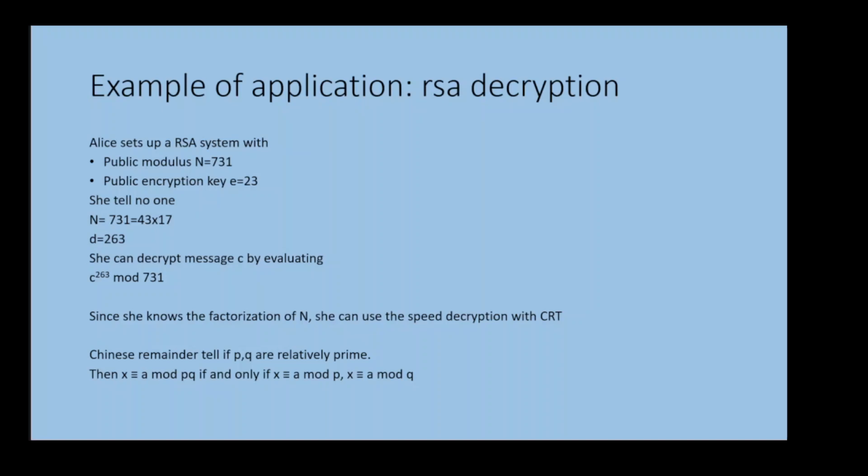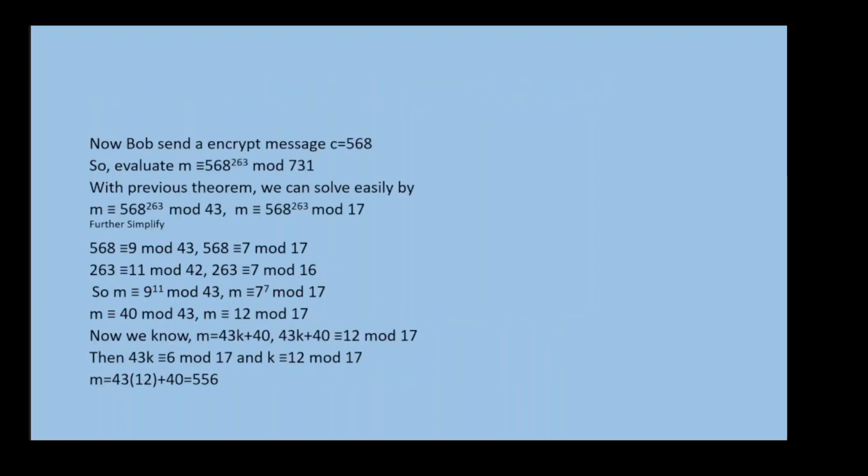Since she knows the factorization of N, she can use split decryption with the Chinese Remainder Theorem. The Chinese Remainder Theorem tells us that if P and Q are relatively prime, then x is congruent to a mod PQ if and only if x is congruent to a mod P and x is congruent to a mod Q. Now Bob sent an encrypted message C equal to 568. So evaluate M equals 568 to the power of 263 mod 731.